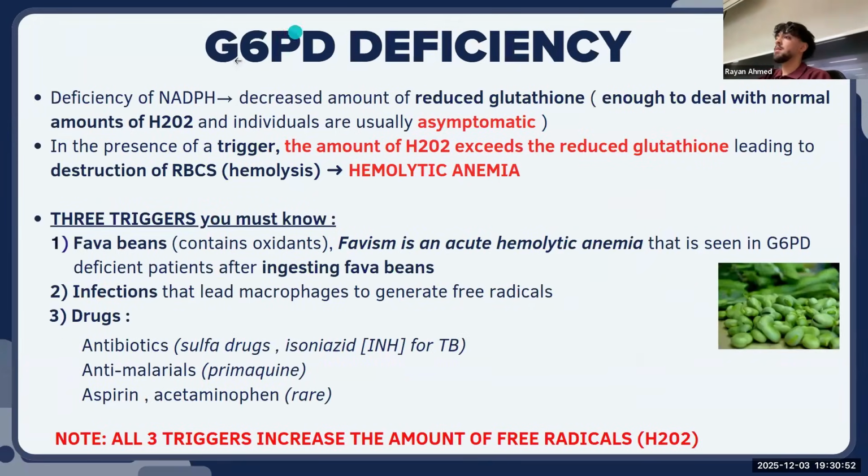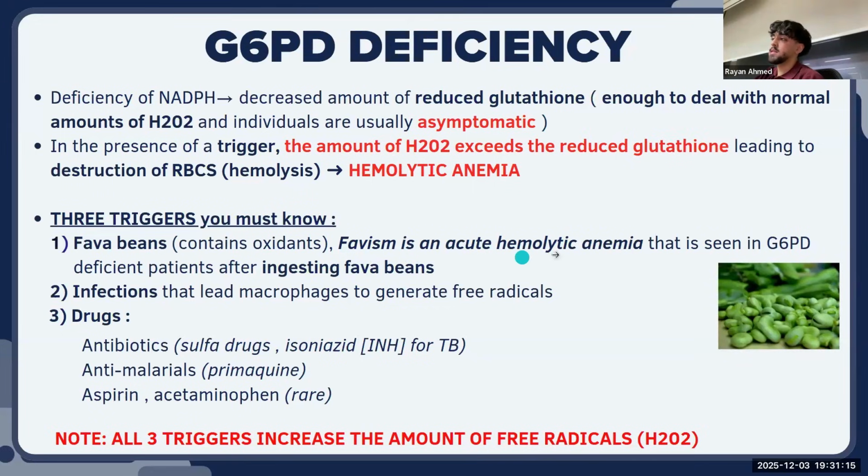Hemolytic anemia. Remember, I'll need you guys to link two definitions: G6PD deficiency into hemolytic anemia, right here. And the three triggers that I talked about, where in the presence of a trigger, the amount of H2O2 exceeds. There's three triggers that you must know. First of all, they're fava beans right here, like green fava beans. It contains oxidants.